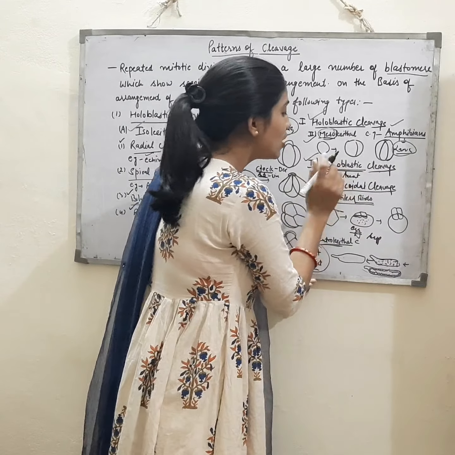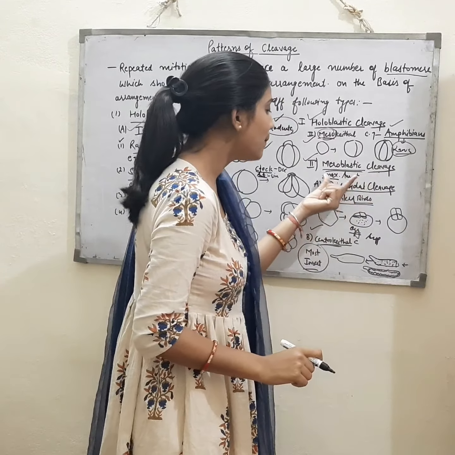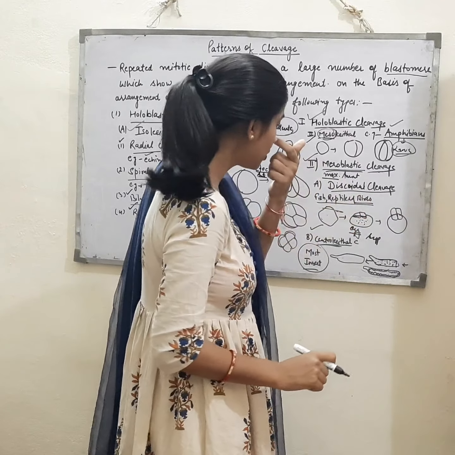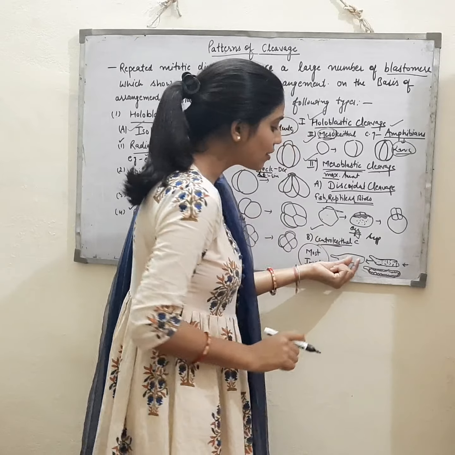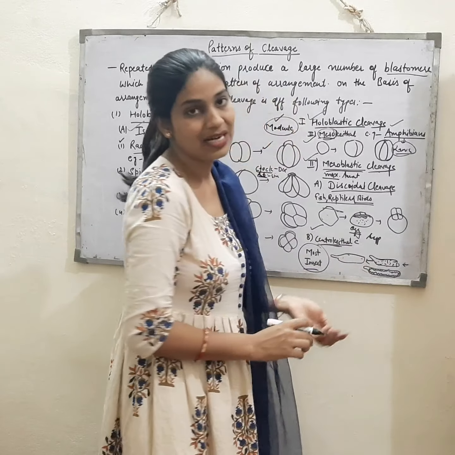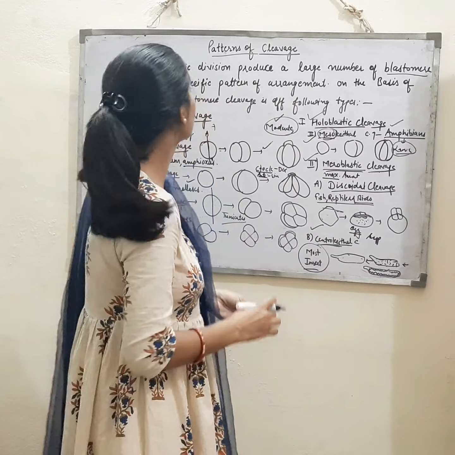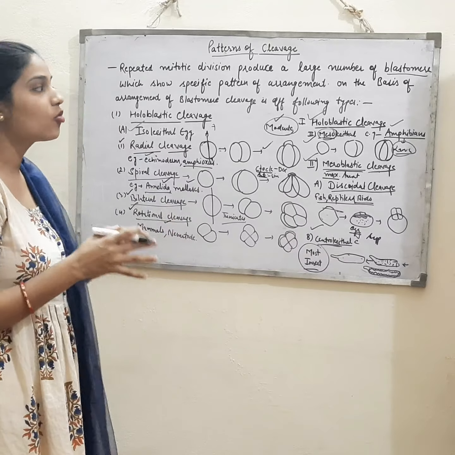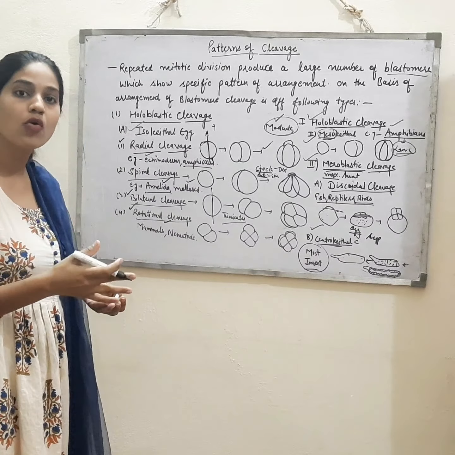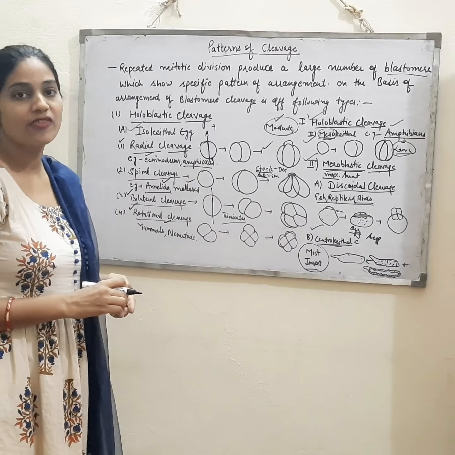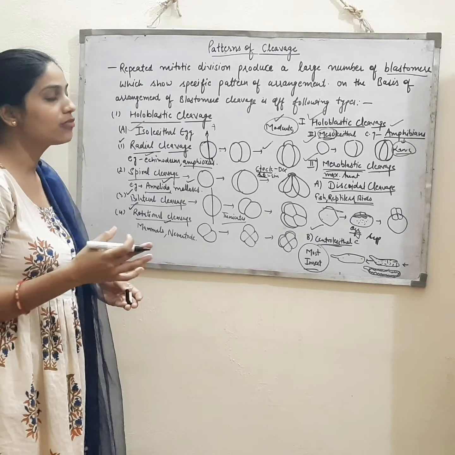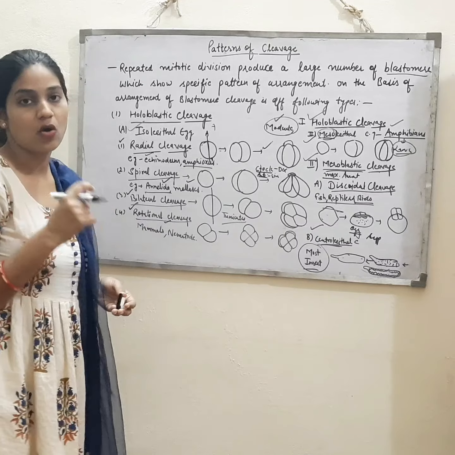Now the third one is known as meroblastic cleavage, where the maximum amount of yolk is present in this type of egg. Discoidal, disc shape. Centrolecithal, only at the periphery, that is known as superficial type of cleavage. So this one is all about the patterns of cleavage on the basis of the amount of yolk present and on the basis of arrangement of blastomeres after the cleavage. So in the next video we will study the next topic. Thank you.